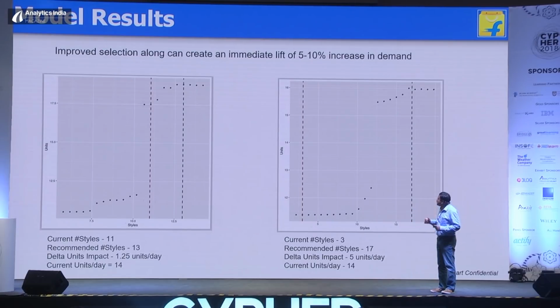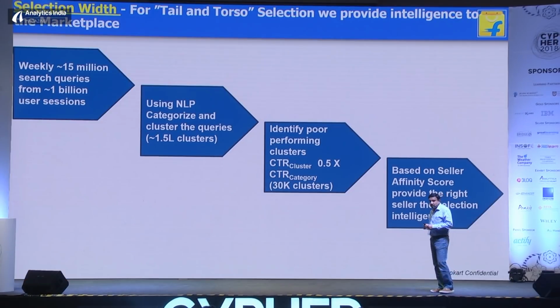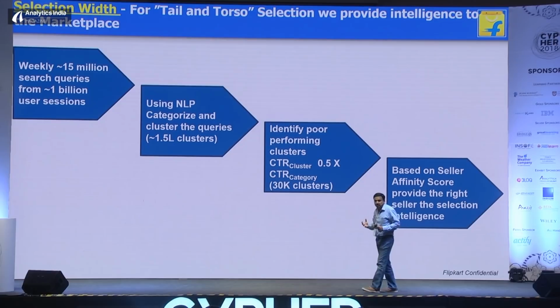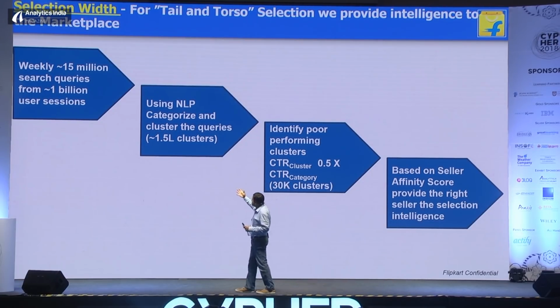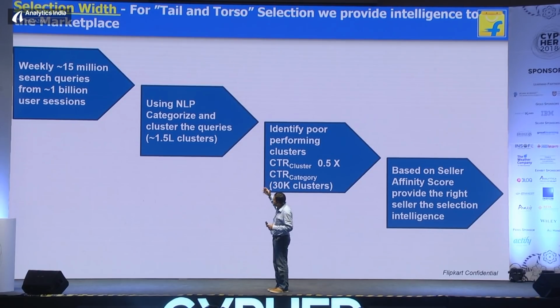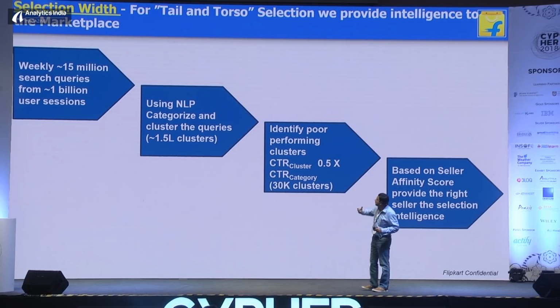For width of selection, how do you solve? That is the next problem. Oh, sorry, I went the other way. For width of selection, we do something. We look at search queries both from Flipkart and outside as well. Every week we get 15 million search queries from 1 billion user sessions. Then you use NLP to categorize and cluster these queries. This is a fairly complex problem as well.